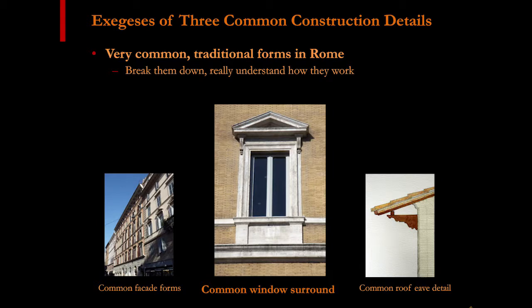At the scale of a single element, I'm going to pick this Renaissance or Neo-Renaissance window. So you've all seen a lot of windows like this. You can even see some in the Back Bay and right over at the Boston Public Library. Very common form and common throughout Rome.